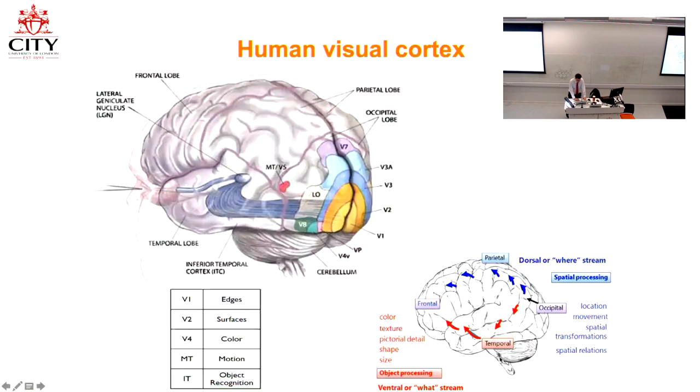And we have the ventral, or "what," pathway, which helps us identify objects. So if somebody is damaged in this area, they will be able to say, "I see an apple." But if you ask them to take the apple or touch it, they will be going randomly.